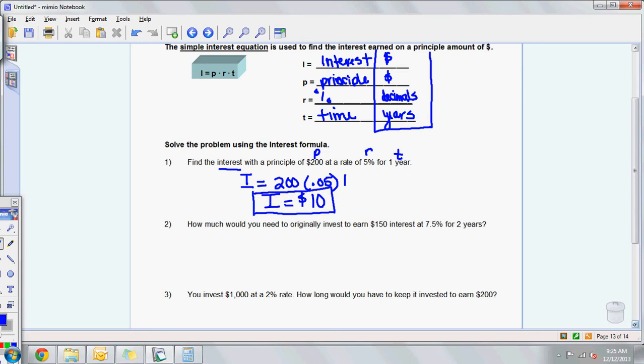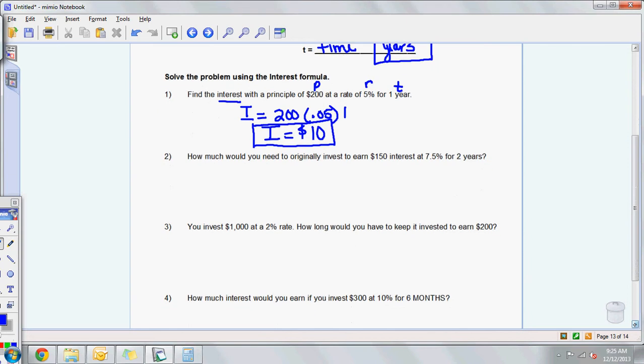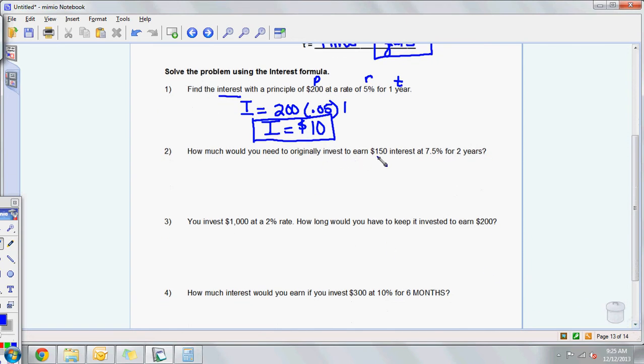All right, so let's look at example number 2. How much would you need to originally invest to earn $150 in interest at a 7.5% interest for 2 years? So we only earned $10 on that $200, but let's say we want to get $150 in interest. How much would we have to put in the bank is what it's asking. So how much would you originally invest? That's going to be the principal. That's what's missing. This is our interest. This is our rate. And then this is our time.